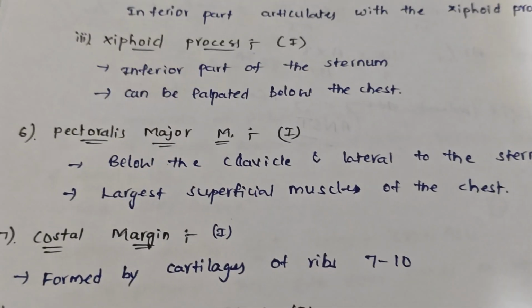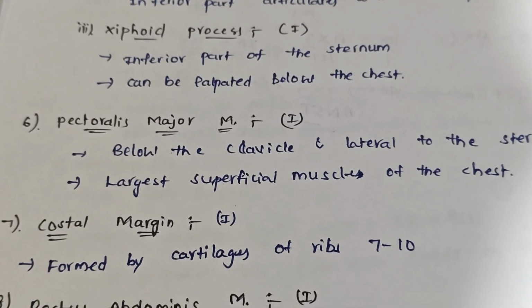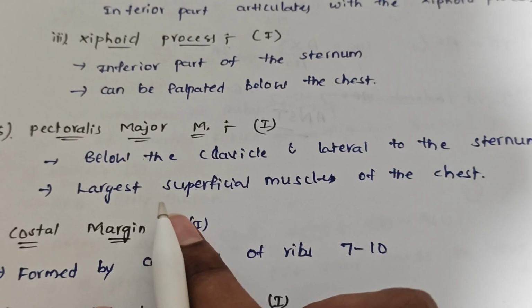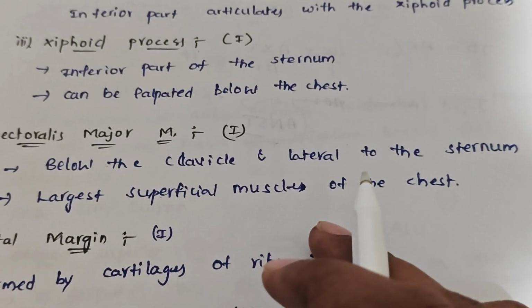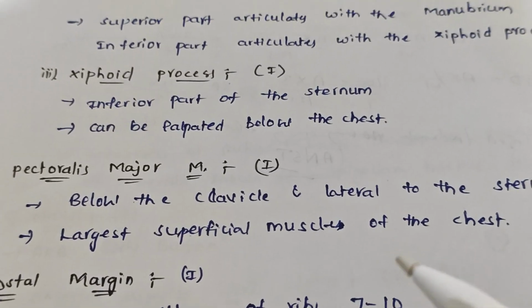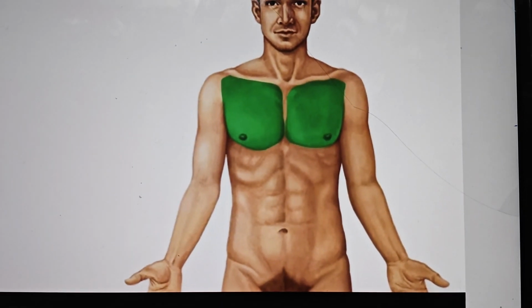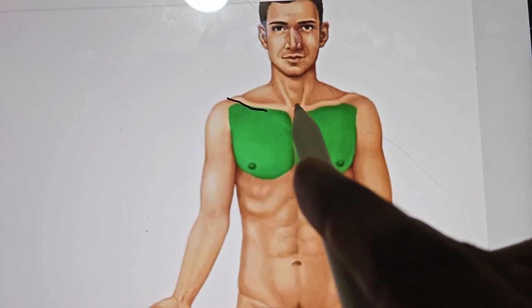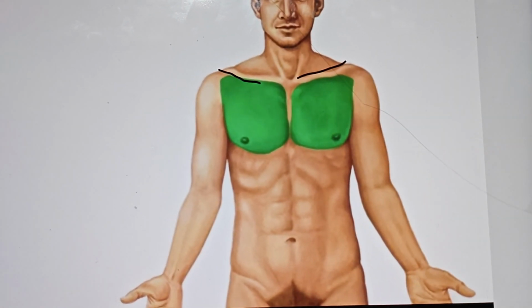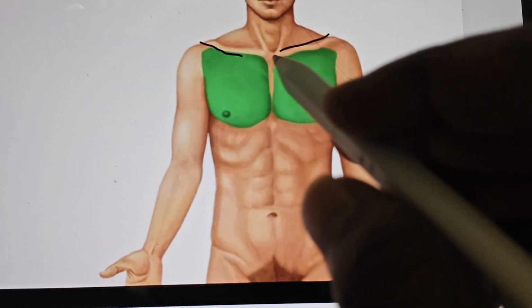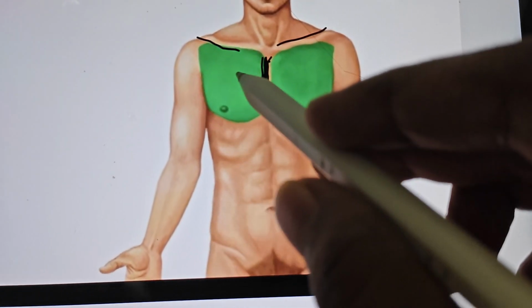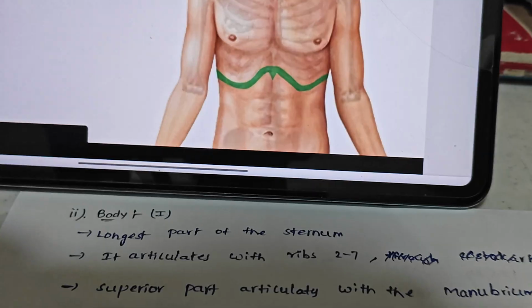Our next surface landmark in the chest is the pectoralis major muscle. Firstly, it is located below the clavicle and lateral to the sternum. This is the largest superficial muscle of the chest. You can see it is present below the clavicle, and it is the largest superficial muscle of the chest. And this one is the sternum. You can see it is lateral to the sternum.